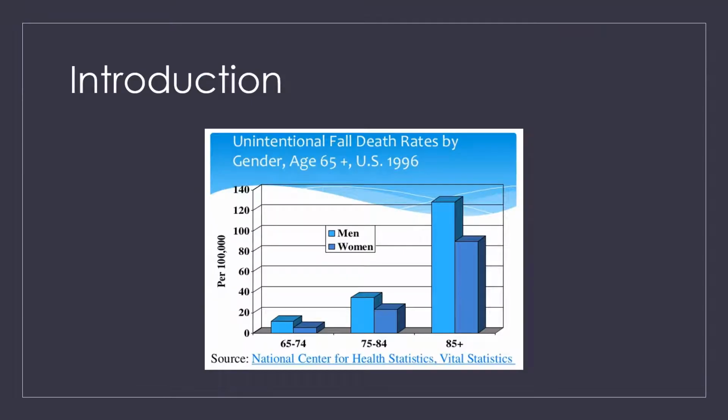Introduction. As you can see, we have a high number of elder deaths in the US within the ages of 75 and above, mostly at 85 plus. It doesn't really matter if you're a man or woman.